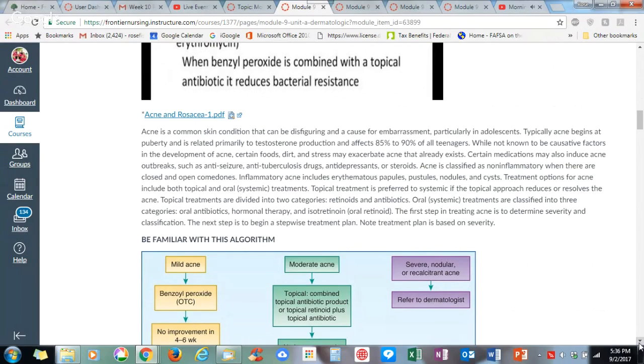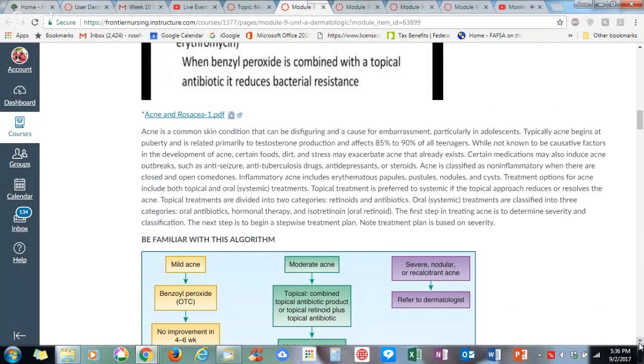Treatment options for acne include both topical and oral systemic treatments. Topical treatment is preferred to systemic if the topical approach reduces or resolves the acne. Topical treatments are divided into two categories, retinoids and antibiotics. Oral or systemic treatments are classified into three categories: oral antibiotics, hormonal therapy, and isotretinoin or oral retinoid.